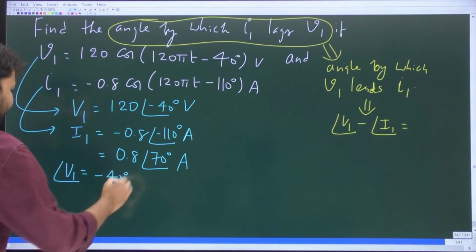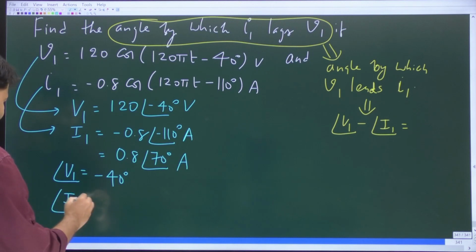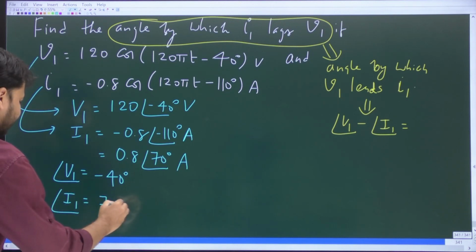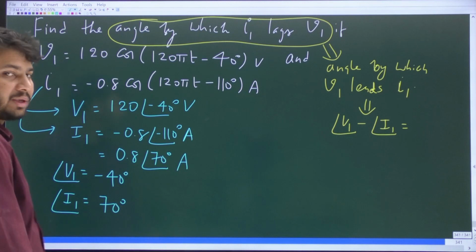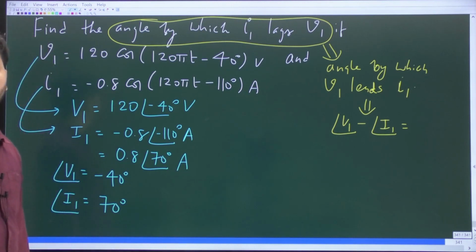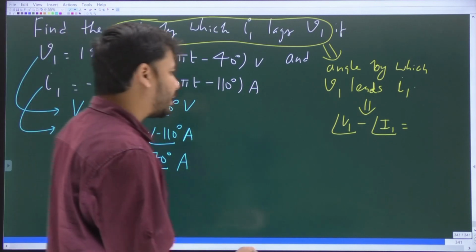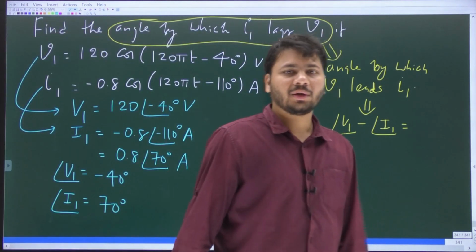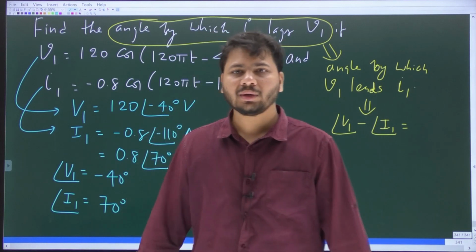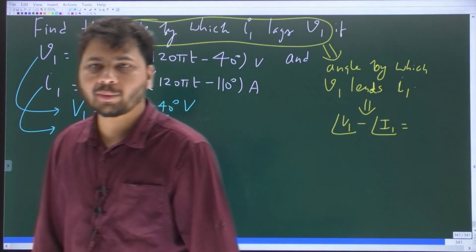That's all. So now what is the angle of the voltage? It is minus 40 degrees. What is the angle of the current? It is 70 degrees. Now our point of interest is the phase difference between voltage and current. Is it not minus 110? I am getting minus 110.